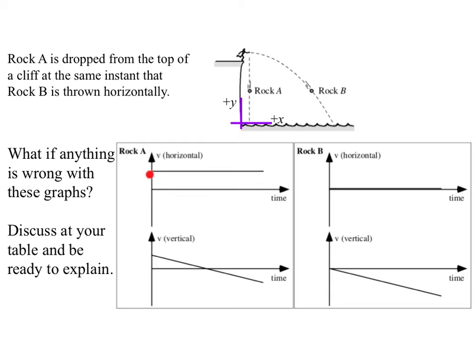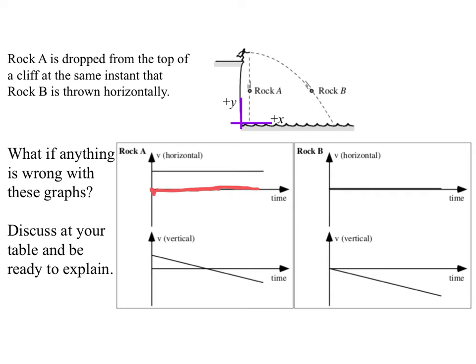Here, this says that rock A has some horizontal velocity at the start, but we know that it's simply dropped. It only goes straight down. So we know that that's wrong. It should have no horizontal velocity at the start, and that zero horizontal velocity should stay zero, so actually it should be along the axis like this.